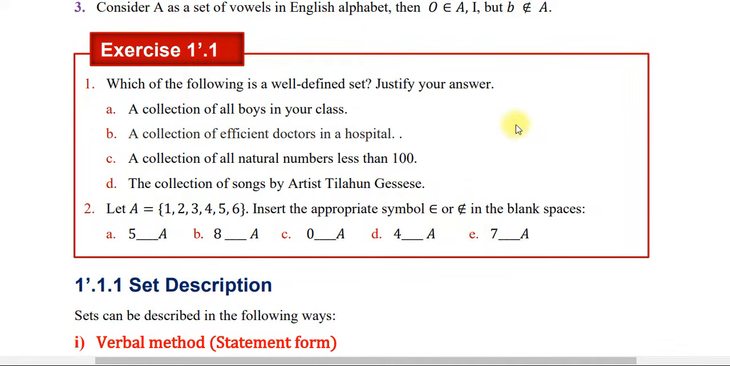The answer says: 5 is an element of A, 8 is not an element of A, 0 is not an element of A, 4 is an element of A, and 7 is not an element of A.